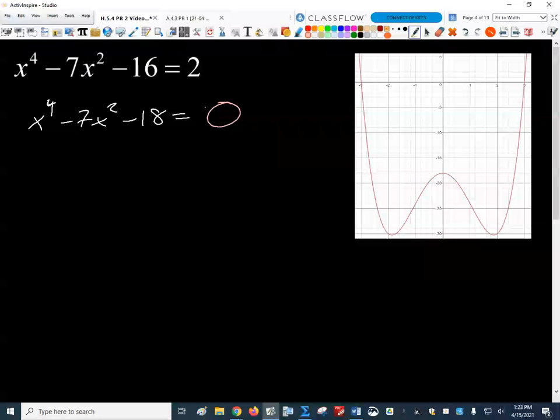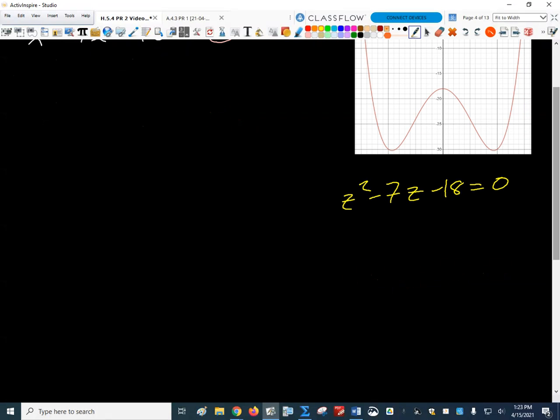This would have been a lot easier if it hadn't been 4th degree, right? Like last unit, this would have been a piece of cake. We would have said something like, instead of x's, let's take z's. What if we had something like z squared minus 7z minus 18 equals 0? So similar problem, only it's quadratic instead of quartic. Well, that's easy to solve, right? A is equal to 1 and magic numbers exist, right?